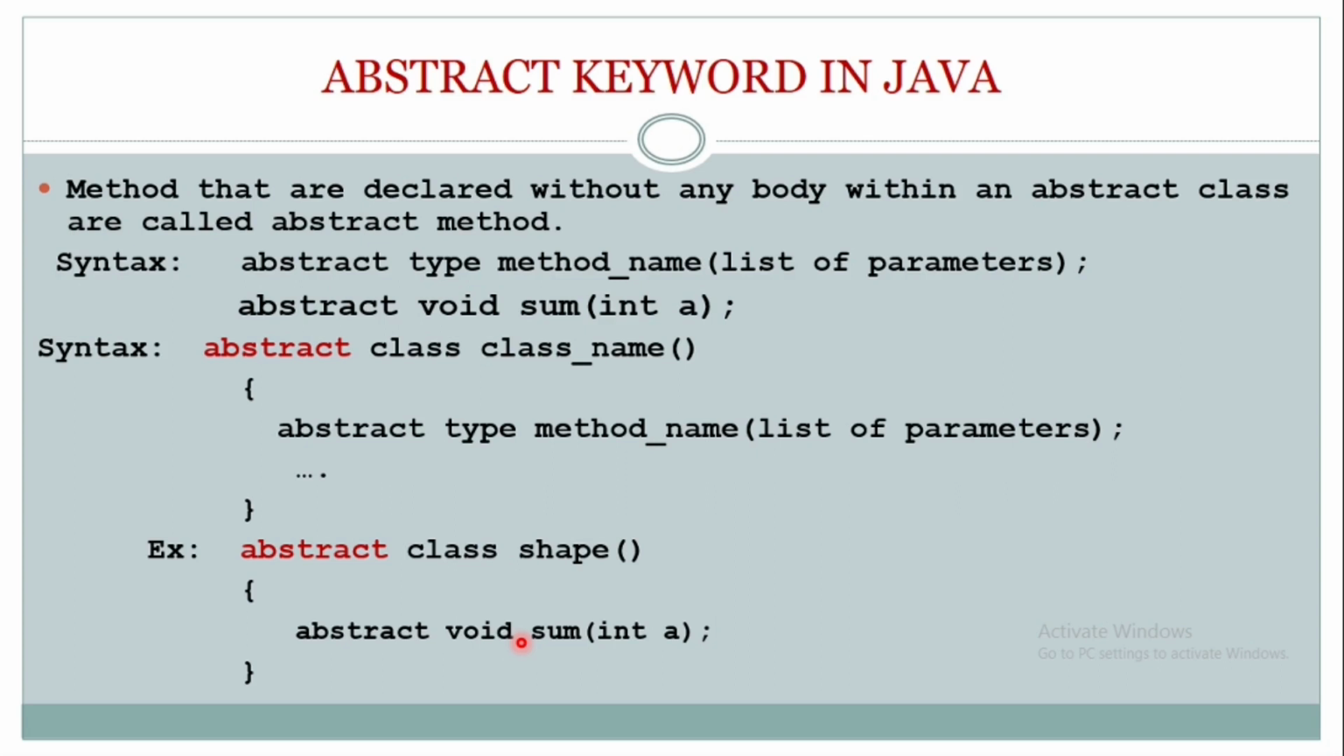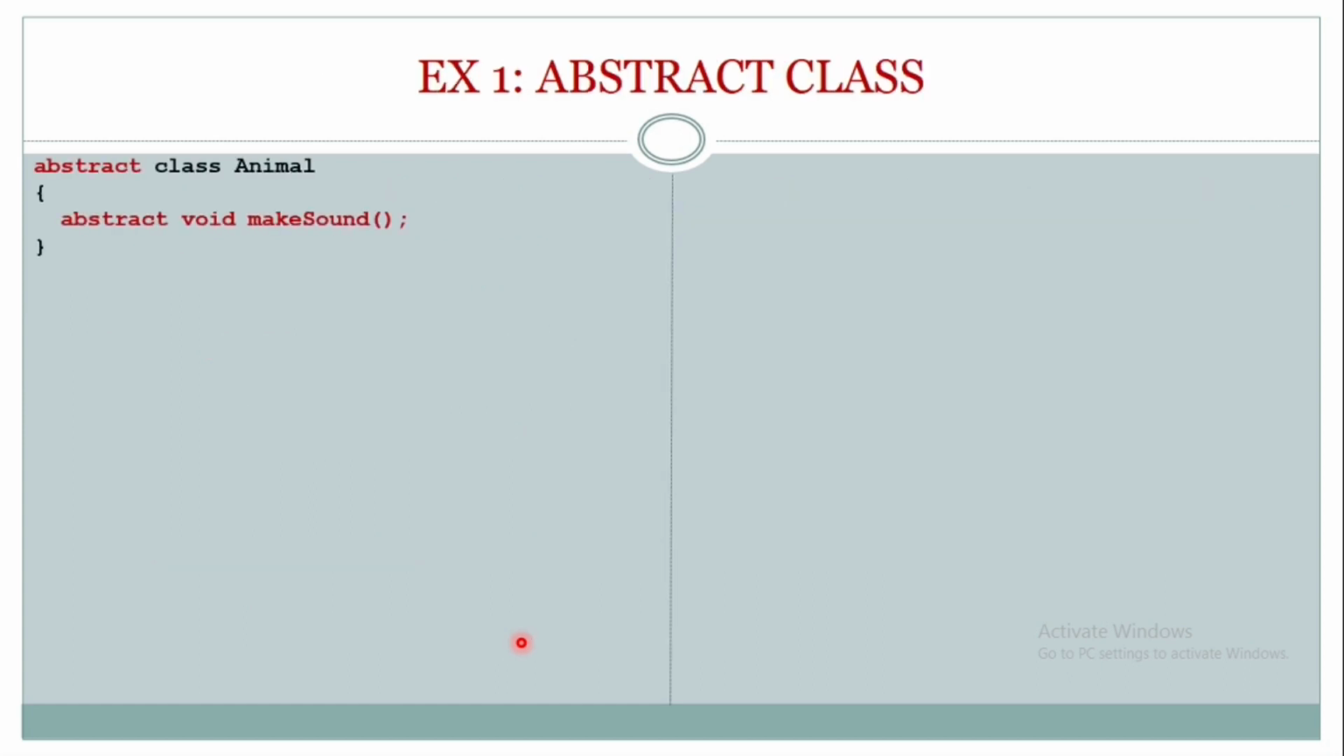Now let us understand this abstract keyword with a simple example. Let me take a pen. Abstract class Animal. This is an abstract class, and abstract void makeSound is an abstract method. As I have already told you, this abstract method doesn't have any definition or body. So this abstract method has to be implemented in the subclasses.